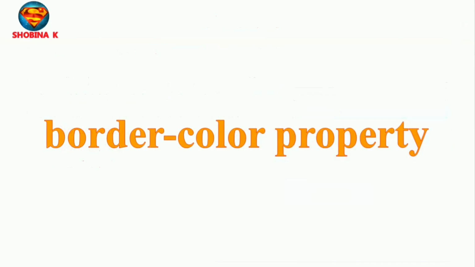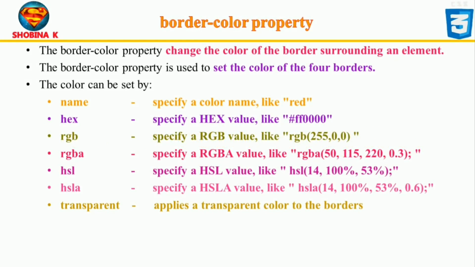Border color property. The property border-color will define the color of your border. Here you can give the color in any format like hexadecimal value, RGB or even a color name. This will set the color for all four sides of your border. The name specifies the color name, for example red. You can use one of the 140 color names. Hex specifies the hex value of the color, and you can use hexadecimal color codes.